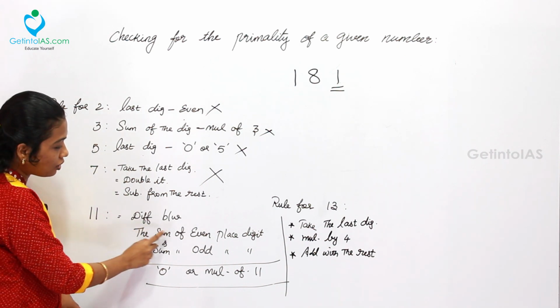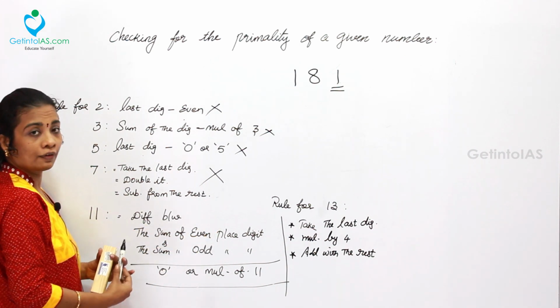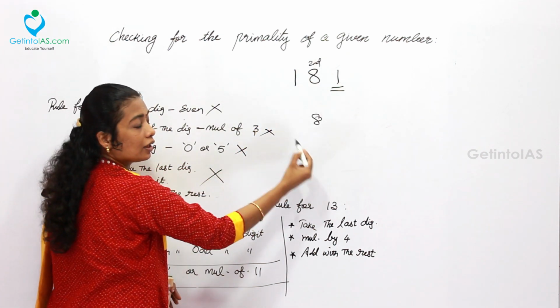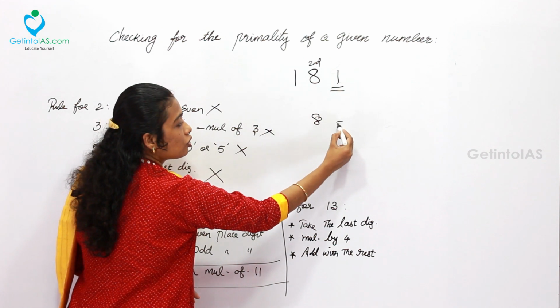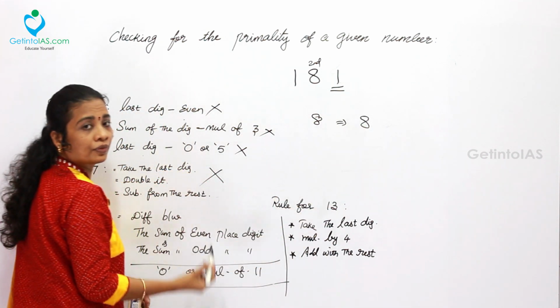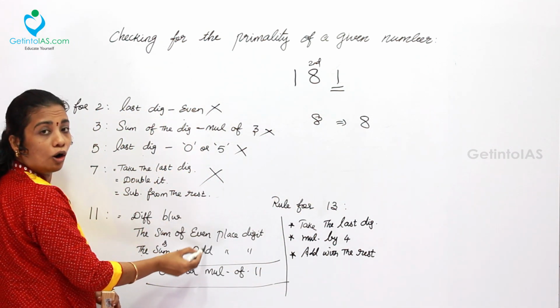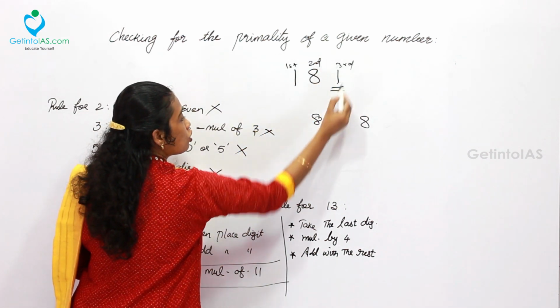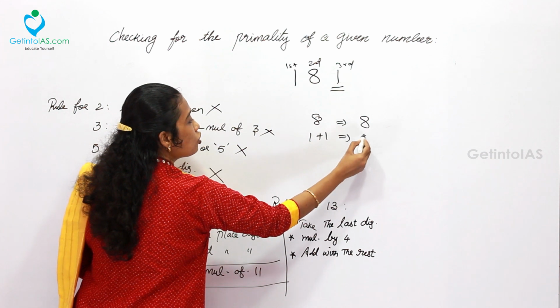11. Difference between the sum of even place digits and the sum of odd place digits. What are the even place digits? Only the second place, that is 8, is situated. No other number to add up with. So I have taken this 8 over here. The next one, the sum of odd place digits. What are the odd places? This is the first place and this is the third place. So 1 plus 1, which is 2.